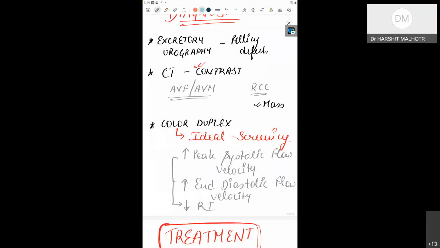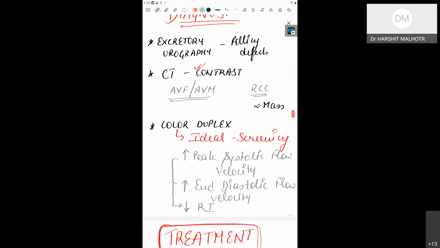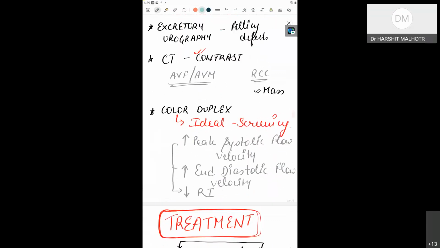Though these are the tests which are done, CT is done if the patient is symptomatic or being evaluated for any other intra-abdominal pathology. Color duplex is ideal for screening. What we see is increased peak systolic velocity, increased end diastolic flow velocity, and a decreased resistive index, RI. These are the three typical color duplex features of an AV malformation or AV fistula.